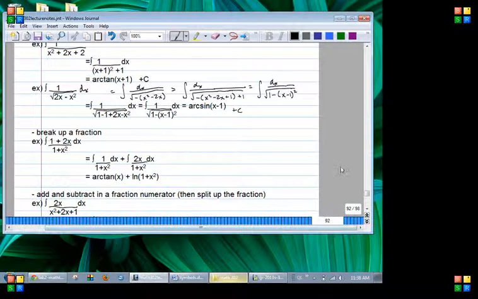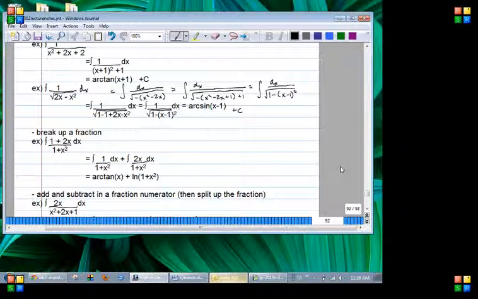Okay. Integral of 2x over x squared plus 2x plus 1. So again, the first thing you might think of is, let's look for a quick u substitution. U equals x squared plus 2x plus 1. Du equals 2x plus 2. So close. But we can make it work. How do we make it work?